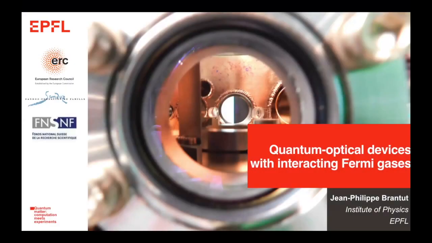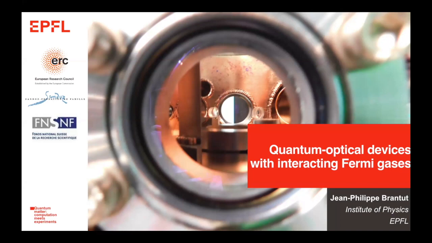So I'm going to talk about quantum optical devices with interacting Fermi gases, and this talk is going to be about ultra-cold atoms. And since I'm the first speaker of this conference to deal with this topic, before I explain to you what this picture actually represents, I'm going to explain a little bit about quantum gases, in particular, what the differences are and what makes them distinct from electronic systems that you are probably very used to.